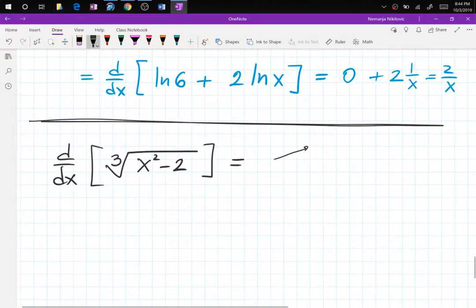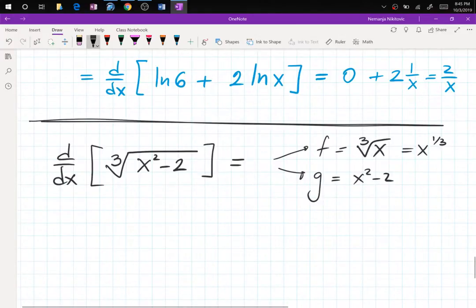What's f? Cube root of x, beautiful. Which can be written as x to the 1/3 for purposes of derivatives, right? What's g? x squared minus 2, the whole thing, yes. You cannot break that down any further. So what is the derivative?